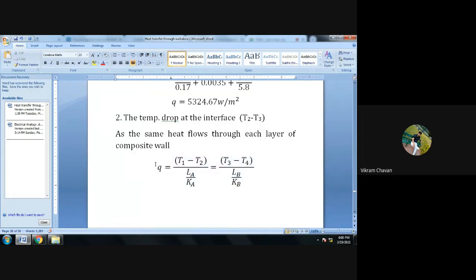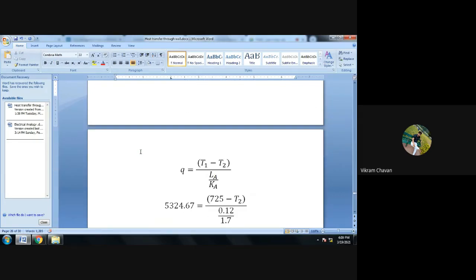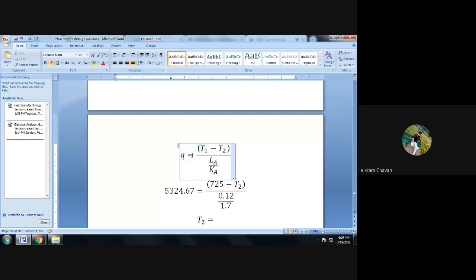By using these equations, we have to determine the values of T2 and T3, and then determine the temperature drop. So consider the first equation: Q is equal to T1 minus T2 whole divided by L suffix A divided by K suffix A, and find the unknown quantity T2. Just now we found the small q value, that is the heat transfer rate per unit area.